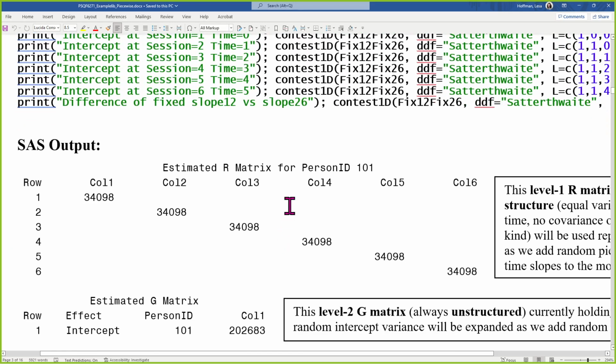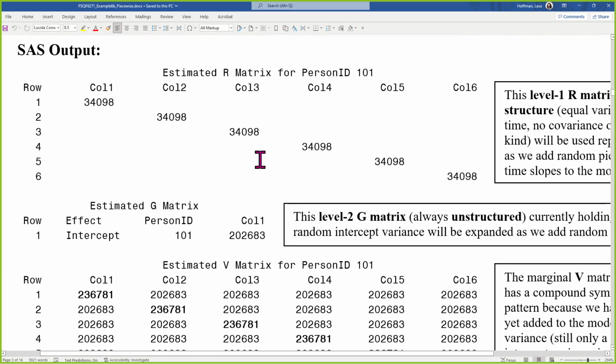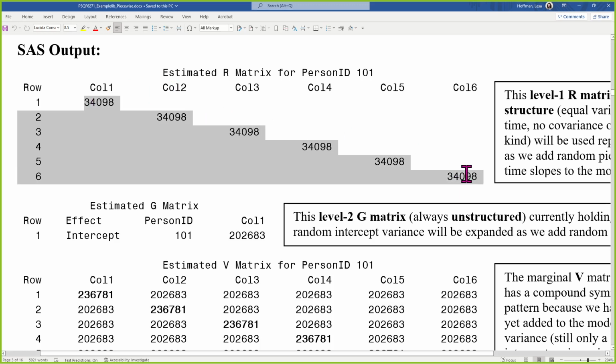So here's my R matrix. We'll do a little review. What's in here? 34,098 is what? Level 1 residual variance. Why are you off your line today? These are the E deviations between the growth trajectory that's predicted by the fixed and random effects and what each person had at each occasion. Our model predicts that they're the same over time.